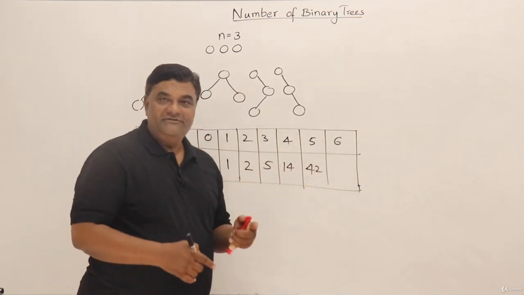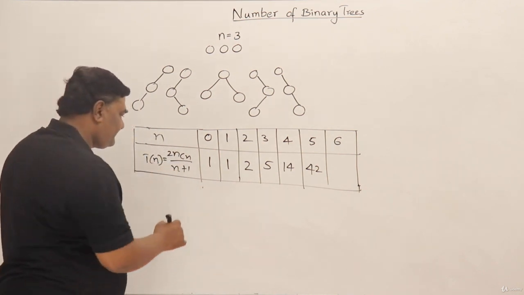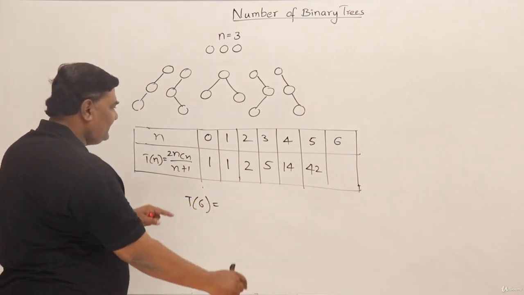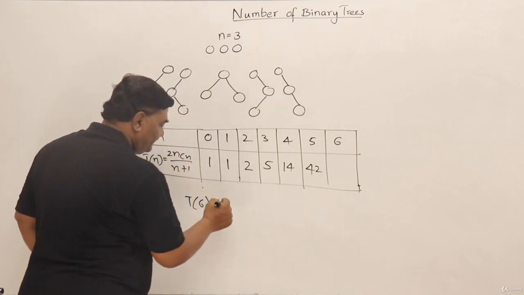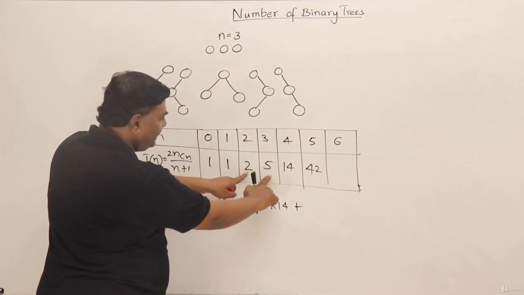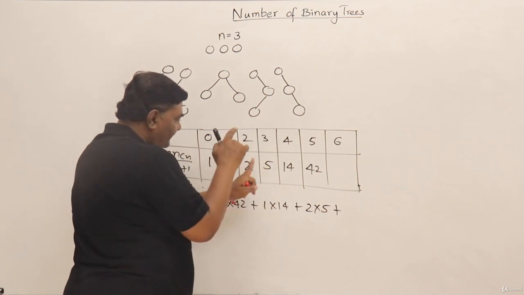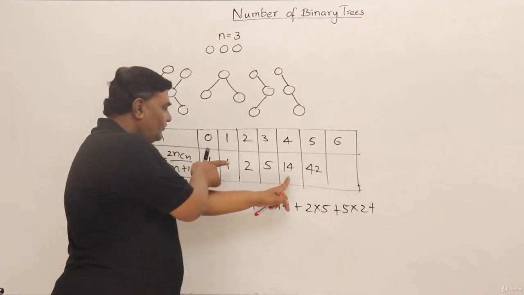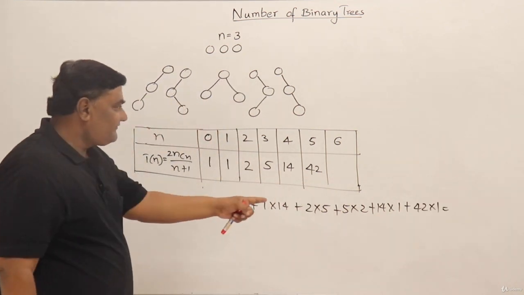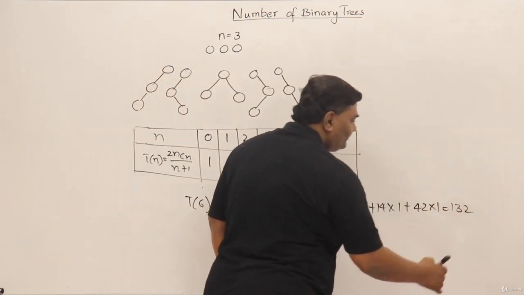So for 6, I will find out using a different method. I will not use this formula. So just watch this one. I want the answer for 6. So for that, I will multiply these values: 1 into 42 plus 1 into 14 plus 2 into 5 plus 5 into 2, plus 14 into 1 plus 42 into 1. This gives the answer for 6. So the result of this one is 132.